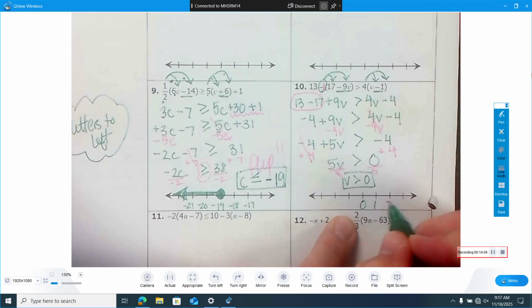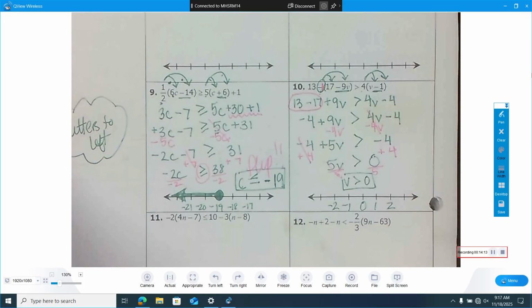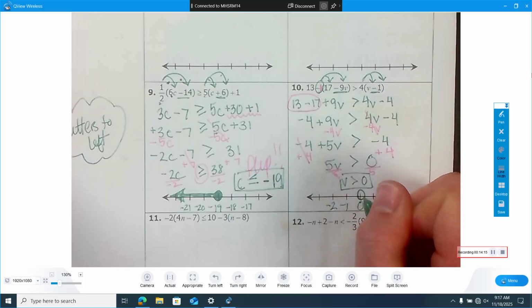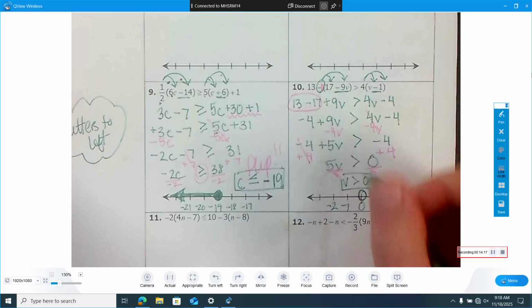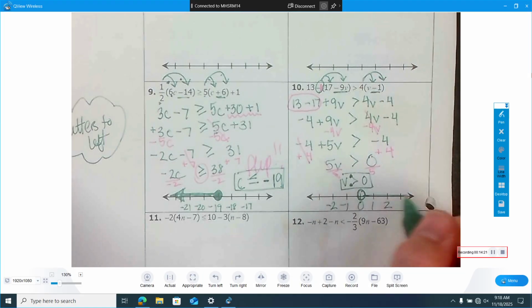Look at that. 0, 1, 2, negative 1, negative 2. Open or close dot? Open dot. And we want numbers bigger than 0. So that would be to the right.